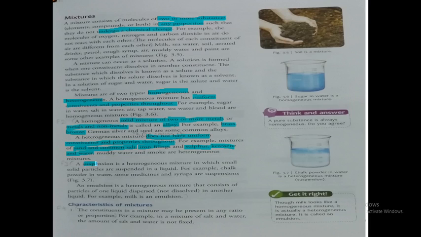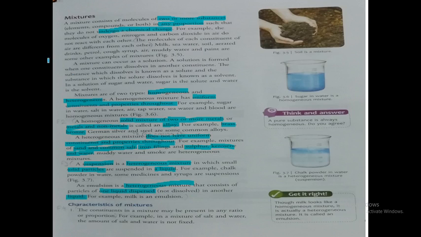Moving on to suspension. Suspensions are heterogeneous mixtures in which small solid particles are suspended in a liquid. And what is an emulsion? An emulsion is also a heterogeneous mixture in which one liquid is dispersed, not dissolved, in another liquid. For example, milk is an emulsion.